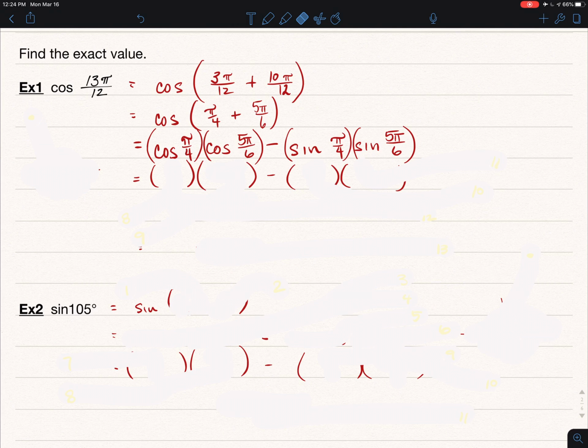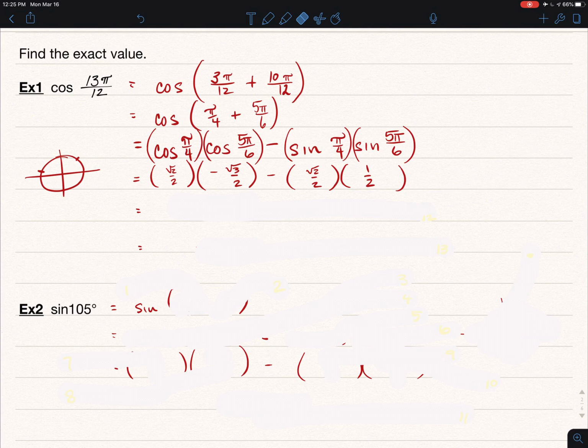Now we're going to need to use the unit circle for each of these places. So I've taken the unit circle and I've marked my two positions, the pi over 4 spot and the 5 pi over 6 spot. And let's go ahead and start plugging in. So the cosine of pi over 4 we know is root 2 over 2. The cosine of 5 pi over 6 is negative root 3 over 2. The sine of pi over 4, I'm sorry, I uncovered the wrong one first. The sine of pi over 4 is root 2 over 2. And the sine of 5 pi over 6 is 1/2.